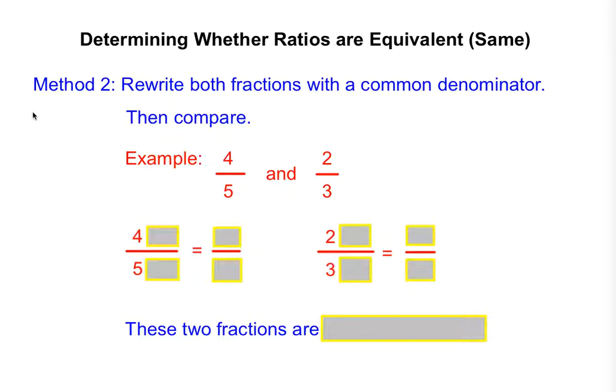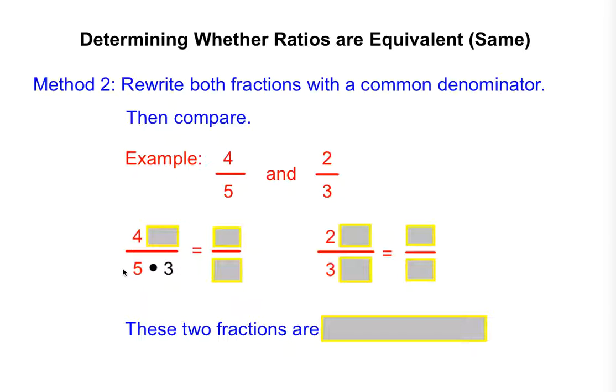If that's the case, then you may want to try to rewrite both fractions with a common denominator and then compare. So we have the two fractions, 4/5 and 2/3. I'm not able to simplify further because the fractions are already in simplest form. So I need to determine what is a common denominator. An easy way to do that is to multiply the two denominators together.